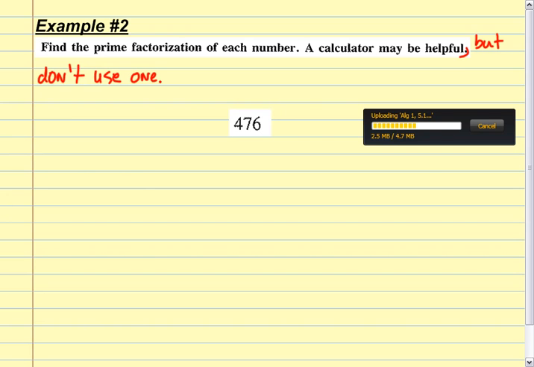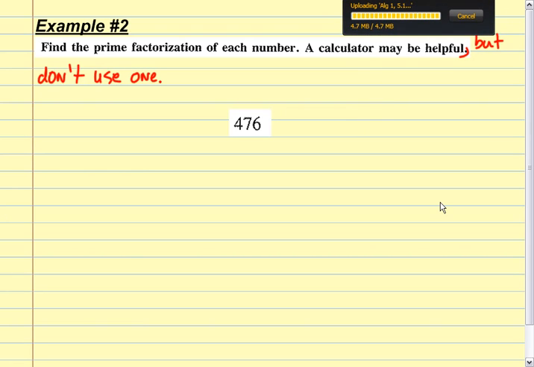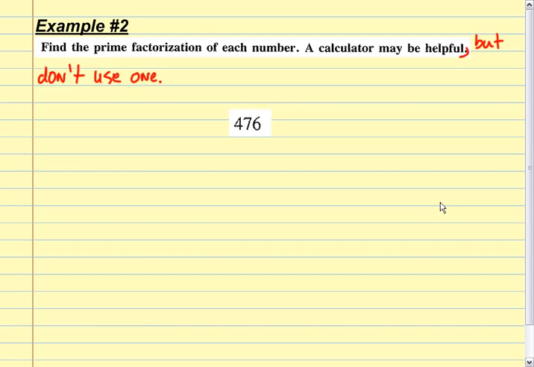Okay, folks, example number 2 says find the prime factorization of each number. A calculator may be helpful, but don't use one because you don't need it, okay? 476. Remember, I said that factoring is unmultiplying. So when it says prime factoring, we want to unmultiply until we get to all prime numbers.